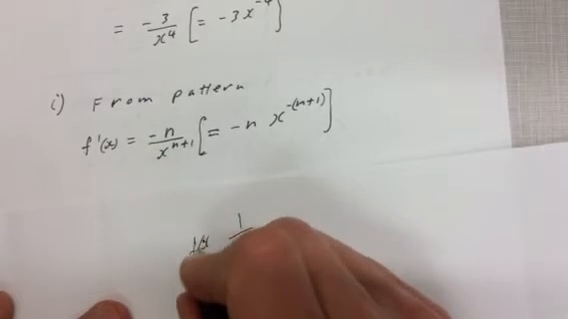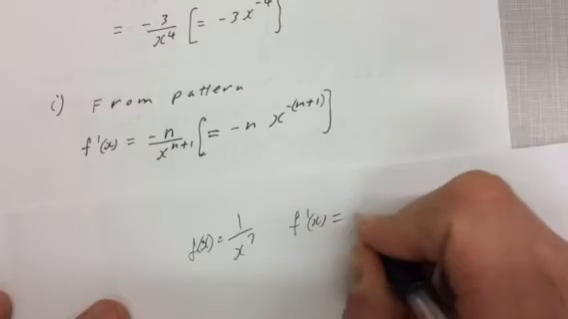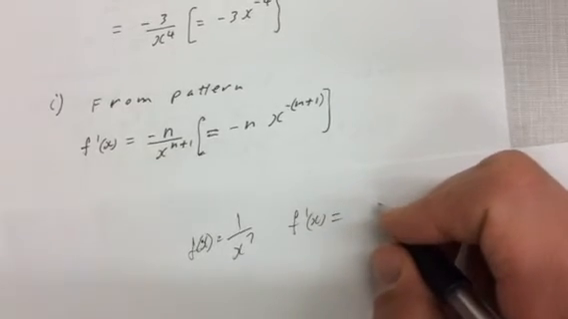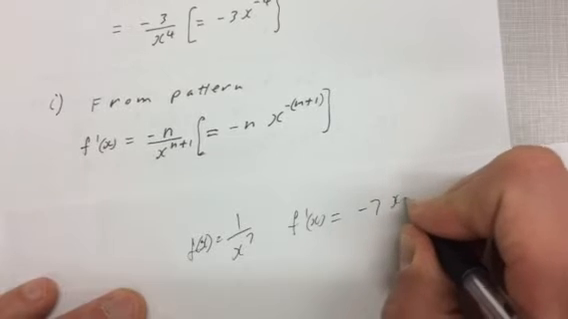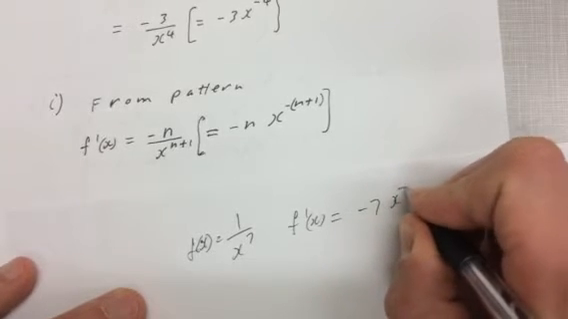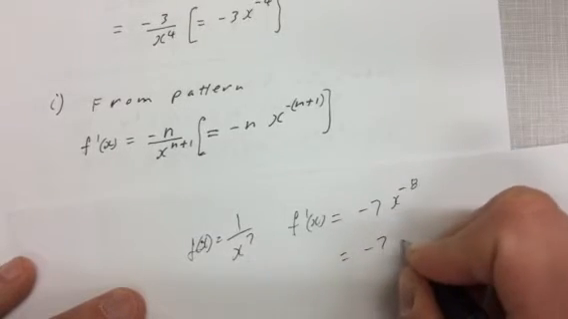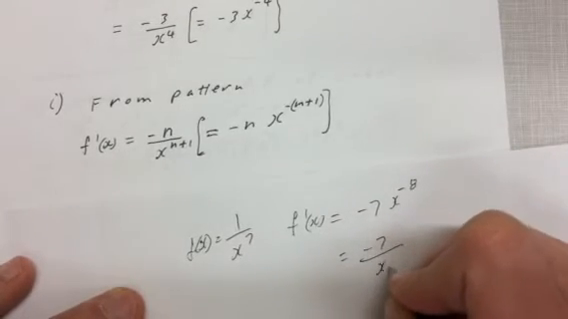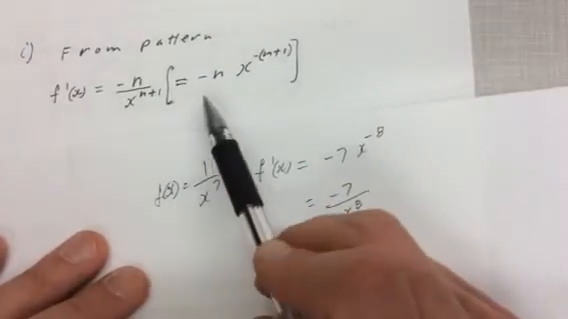so if that's f of x, then f prime of x would equal negative 7x to the negative 8, or negative 7 over x to the 8. Okay, so that would follow that pattern.